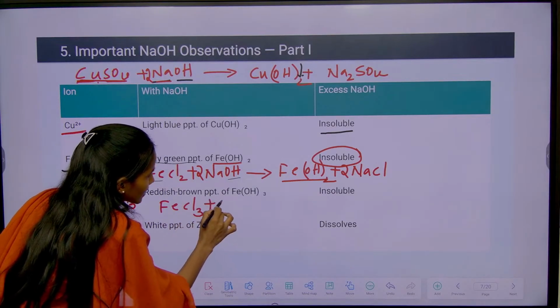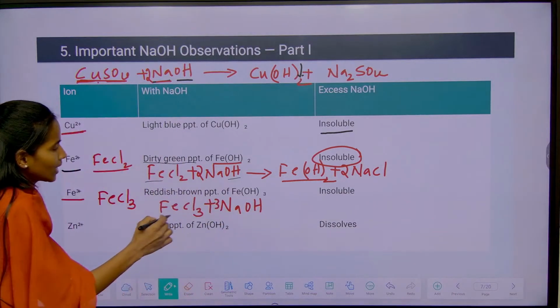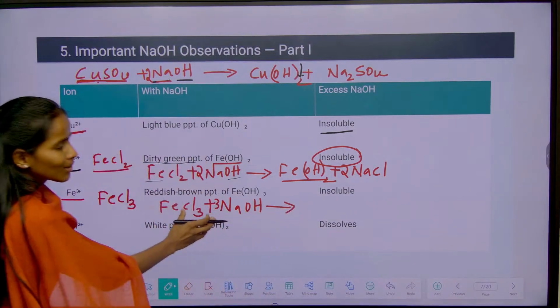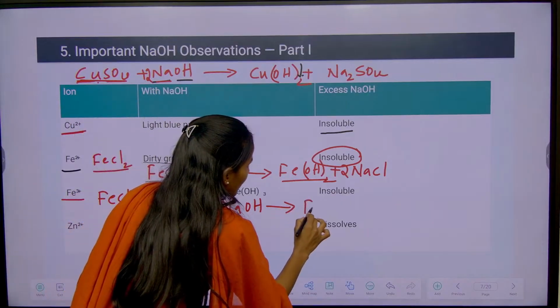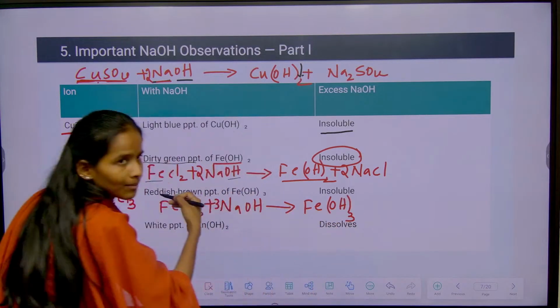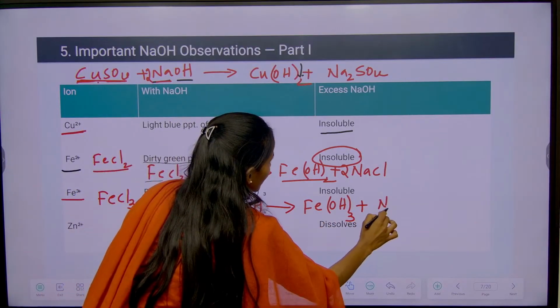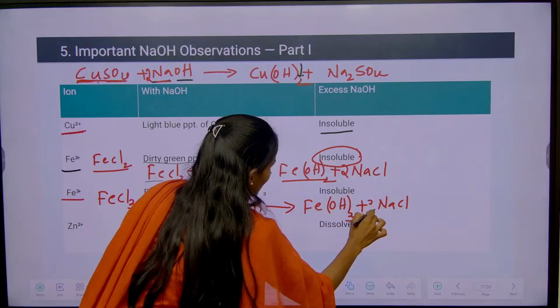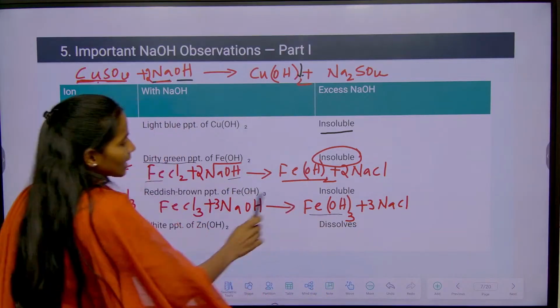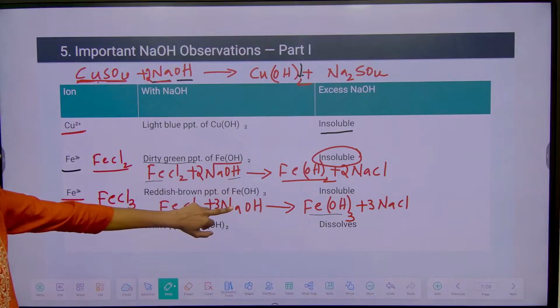FeCl3 plus NaOH. How many do we need? We need 3. Now by the reaction between these two, we will get Fe(OH)3 plus what else are we getting? NaCl, right. So ferric hydroxide is our precipitate, and what is the color of that?